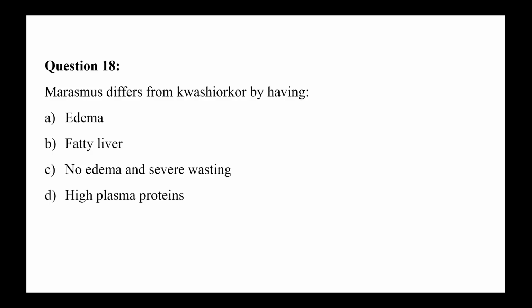Marasmus differs from kwashiorkor by having option A, edema, option B, fatty liver, option C, no edema and severe wasting, and option D, high plasma protein.